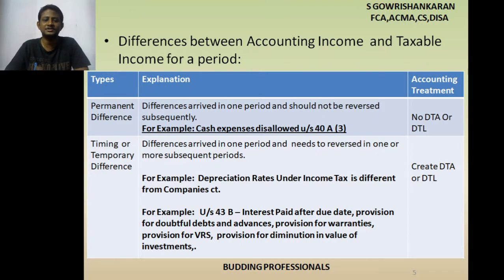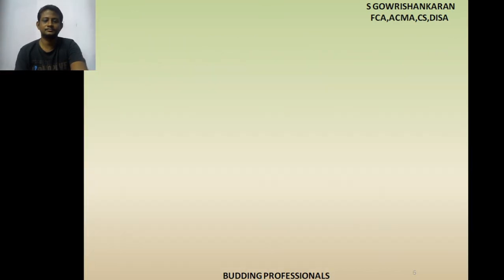Okay. In the first case of permanent differences, no DTA or DTL. In case of timing or temporary differences, we have to create DTA or DTL according to the nature of the item. Okay. So this is what is given. Examples: depreciation, interest paid, all those things are given. Go to the next slide.